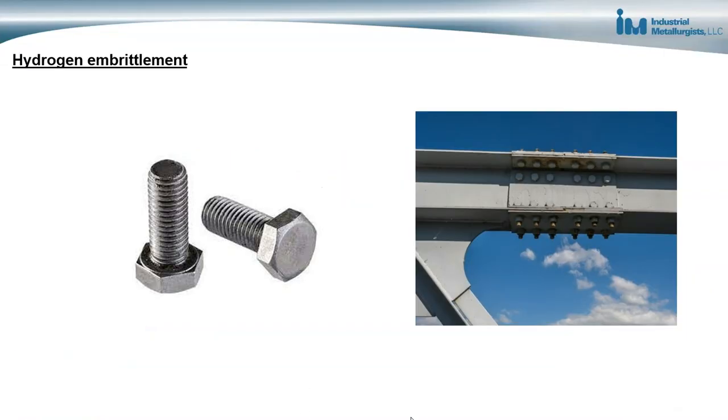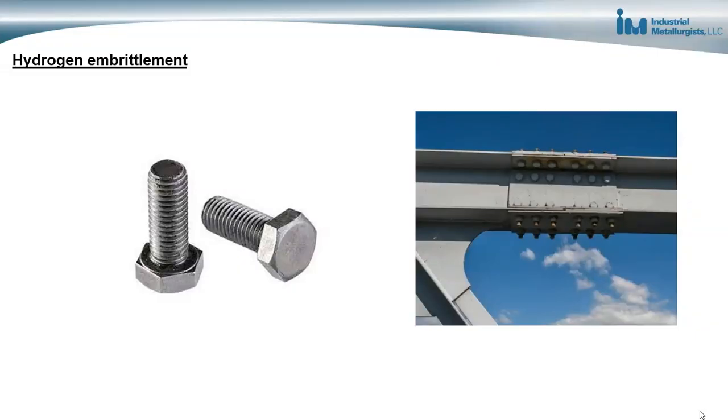Hydrogen embrittlement is of concern for high-strength steels that are exposed to hydrogen, but the most common application of concern is with fasteners, because fasteners are used in so many different applications, and so many fasteners are high-strength steel, which could potentially be susceptible to hydrogen embrittlement.